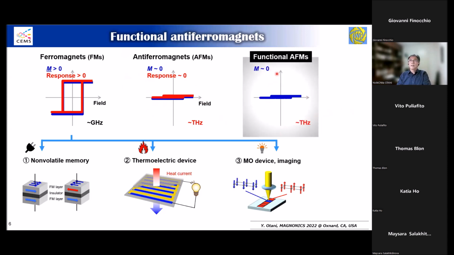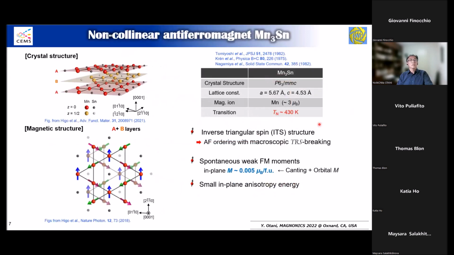So we are seeking a kind of functional antiferromagnet which shows a large magnetic response, as you can see here. We would like to introduce this manganese-3 tin. Recently, this material is popular. There are lots of researchers studying it. The crystal structure is something like this, a stacking triangular lattice structure. And if you look from the top, you can see this typical Kagome lattice, and the spins are located in this way.